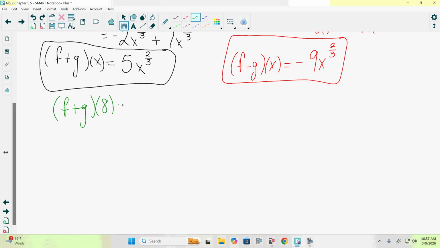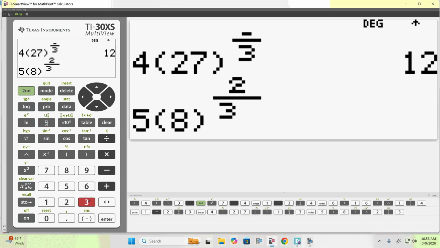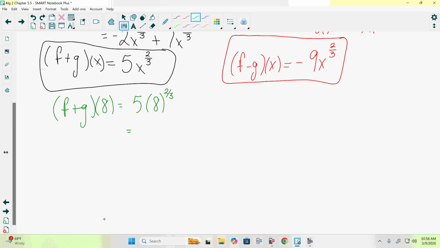Now the other piece that they wanted us to evaluate this when x is 8. So now we just need to plug 8 in for x. And for our sum, we'd have 5 times 8 to the 2/3. And to find this value, again, I would grab the calculator, say 5 parentheses 8 to the 2/3 is 20. Because 8 to the 2/3, it's really taking the cubed root of 8, which is 2, squaring it, giving us 4, and then multiplying it by 5. But the calculator can do that perfectly fine.